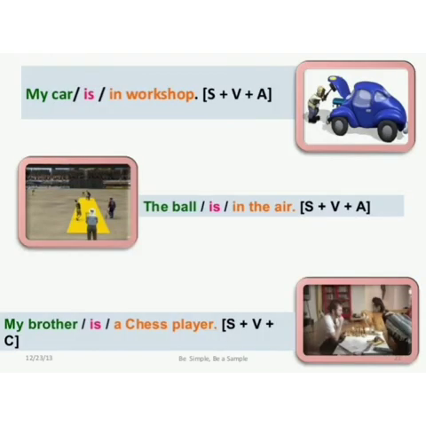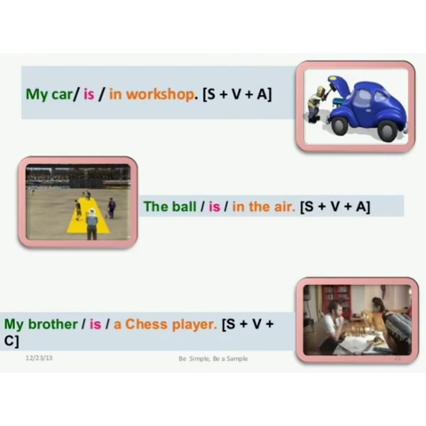Next example. My car is in workshop. So where is your car? In workshop. It answers the question where. My car, subject, is, verb, in workshop. The ball is in the air. So the ball is the subject, is is the verb, in the air. My brother is a chess player. SVC. So am, is, was, were, have, has, had take a complement in a sentence.